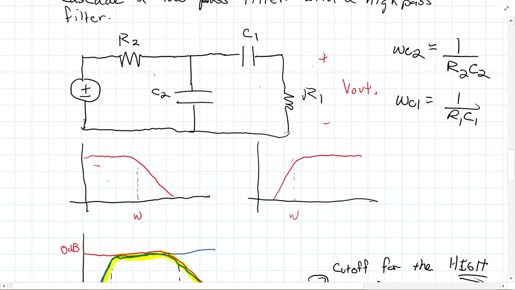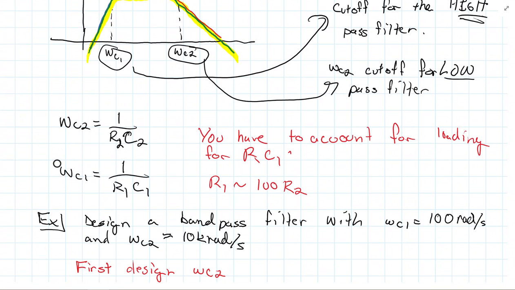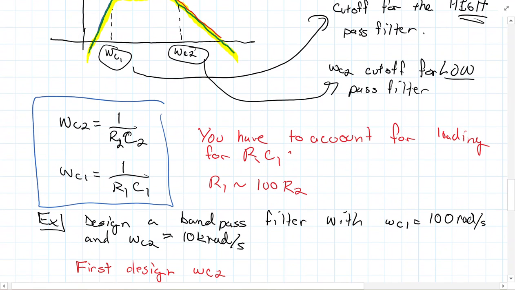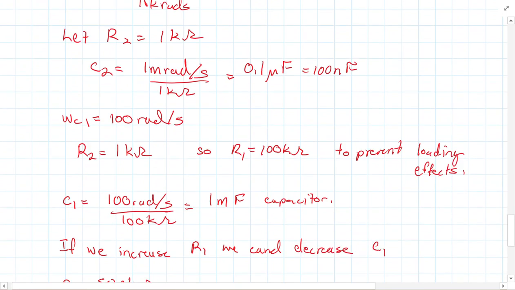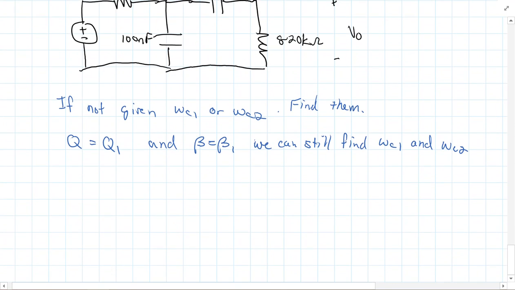And then once we have omega C1 and omega C2, we would use these equations for the design, remembering that you do omega C2 first so that you can ensure that you don't have loading effects. And actually, it has to be greater than or equal to it, but the general rule of thumb is 100. Alright, so let's end this video here.